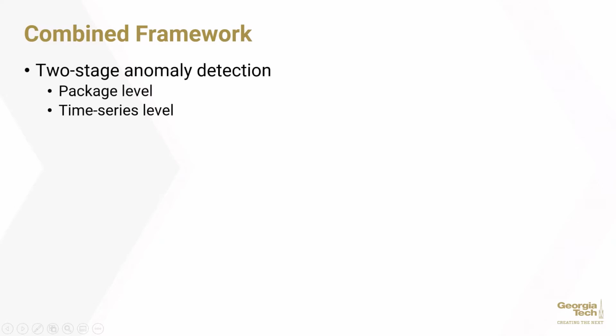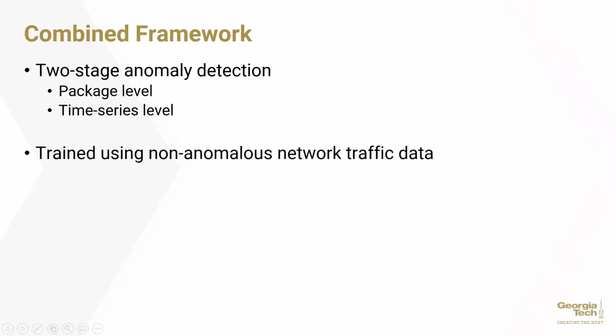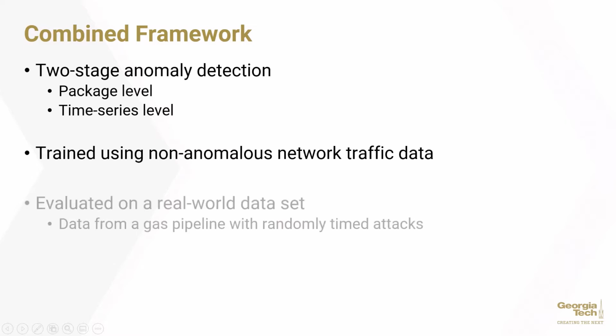So looking at this framework, it's a two-stage anomaly detection framework. So there's a package level, which is considering packages individually and trying to determine whether or not an individual package is an anomaly. And then after that, there's a time series level, which considers a series of packages and looks at the temporal relationship between packages to determine whether or not a package in question is an anomaly or not. And both of these levels are trained using a data set of non-anomalous network traffic data from an ICS. And at the end of the paper, they evaluate their framework using a real-world data set, which was collected from a gas pipeline testbed that was injected with randomly timed attacks.